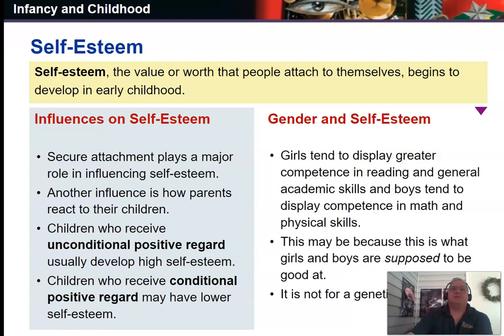Gender and self-esteem. Girls tend to develop greater competence in reading and general academic skills, and boys tend to display competence in math and physical skills. This may be because this is what girls and boys are supposed to be good at. It's not for genetic reasons.